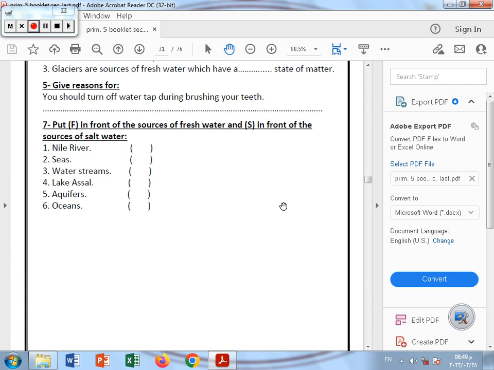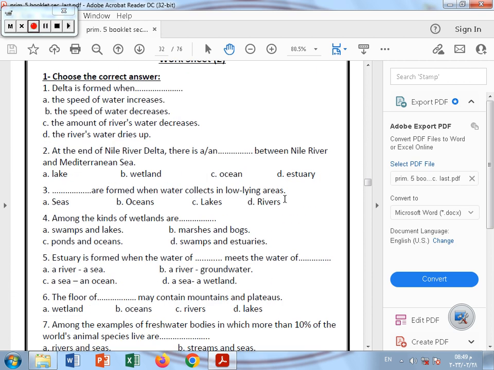Worksheet 2. Firstly, choose the correct answer. Delta is formed when the speed of water increases, the speed of water decreases, the amount of river's water decreases, or the river's water dries up. Excellent. When the speed of water decreases at the endpoint of the river.